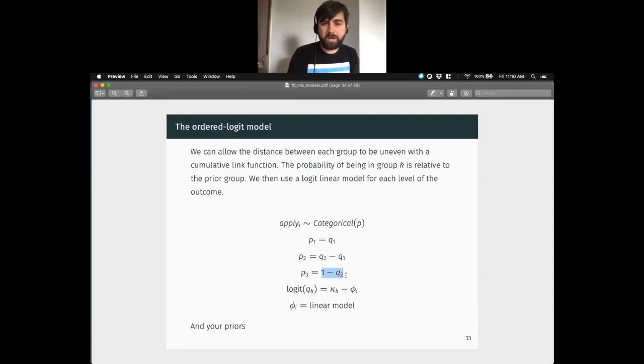So in our model, the probability of 1 is going to be the cumulative probability, and the probability of 2 is the cumulative probability of 2 minus the cumulative probability of 1. And the probability of 3 is 1 minus the cumulative probability of 2. So we're going to have k-1 estimates here. And we're going to estimate the logit of that cumulative probability as kappa k. Kappa is going to be a cut point we estimate for each category in the model, minus 1, minus phi.